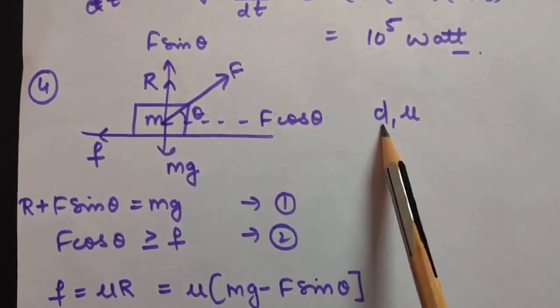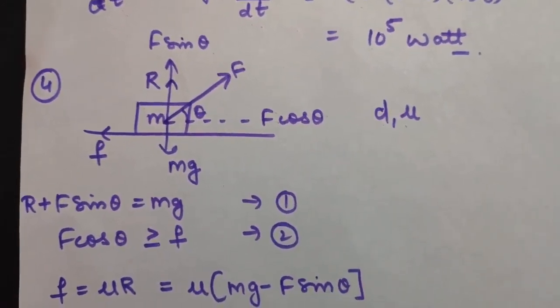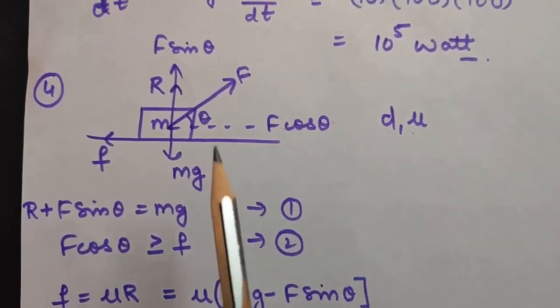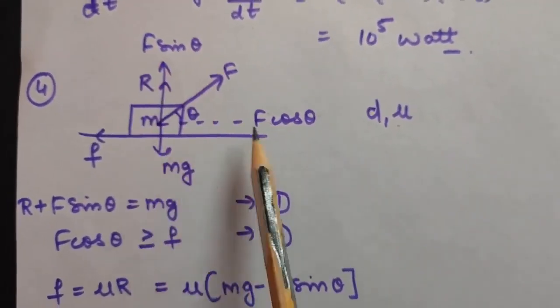So you are given displacement and coefficient of friction. Then you have to calculate the work done by the applied force. See, as I have told you in theory lectures, work done by a force perpendicular to the displacement is 0.